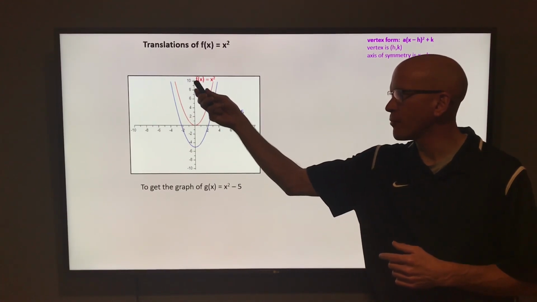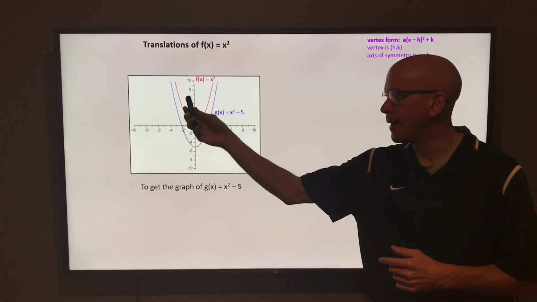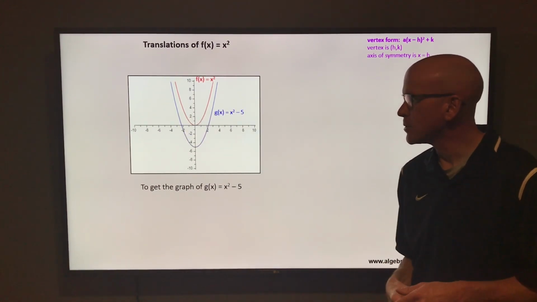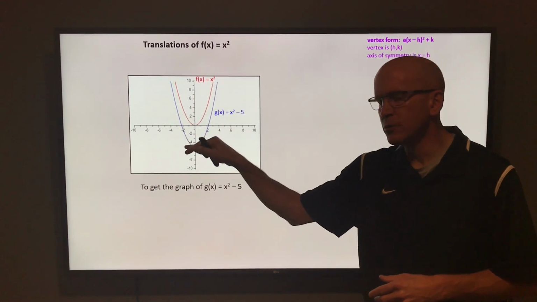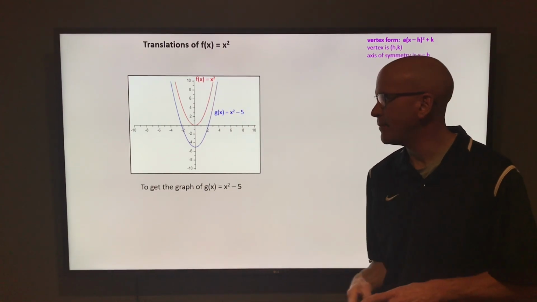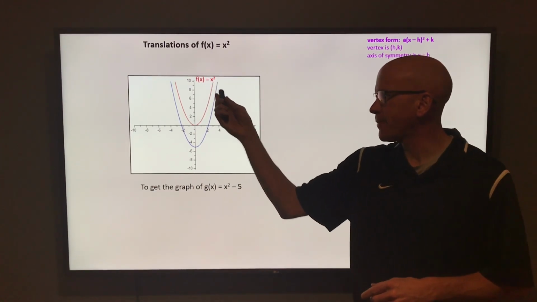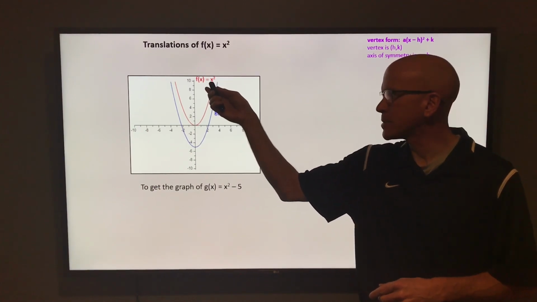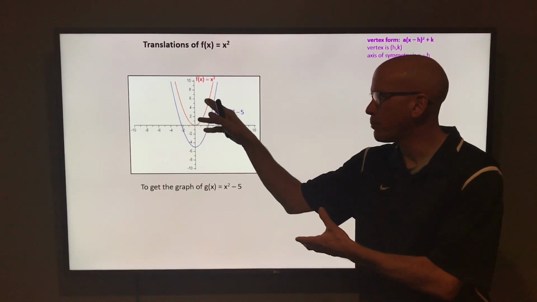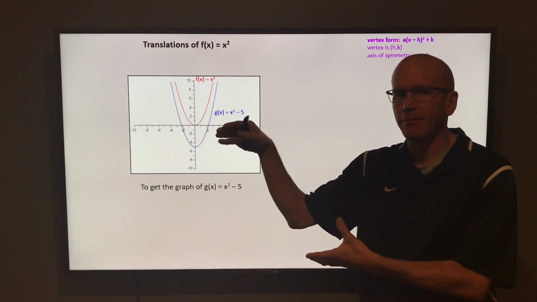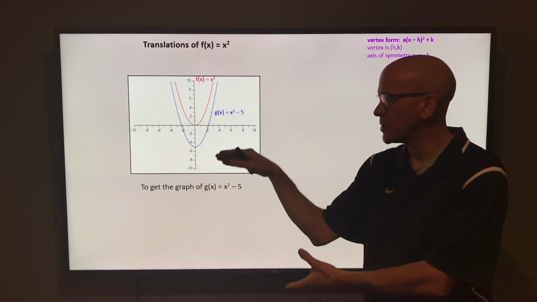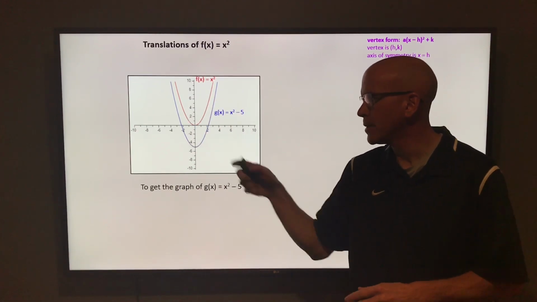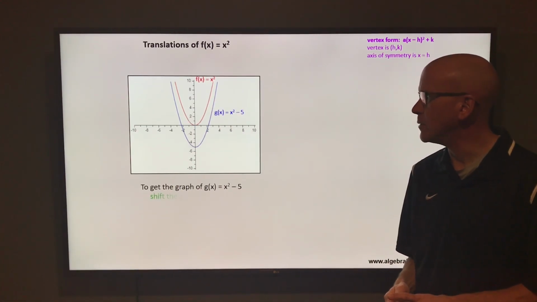We're going to take a look at translations of the parent function f of x equals x squared. If we go from f of x equals x squared, the red graph, to g of x equals x squared minus 5, the blue graph, you can see that it's shifted down 5 units. When you subtract 5 from the value of y, the whole right side, imagine every point on that red graph: if you subtract 5 from the value of y, it's going to shift the graph down 5 units. And you can see that takes place from red to blue. The graph is shifted down 5 units.